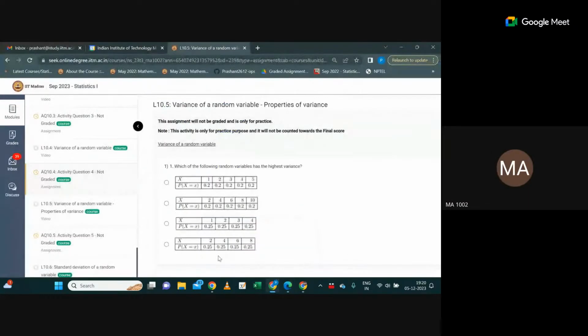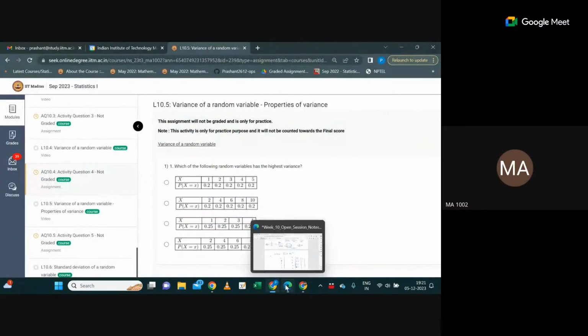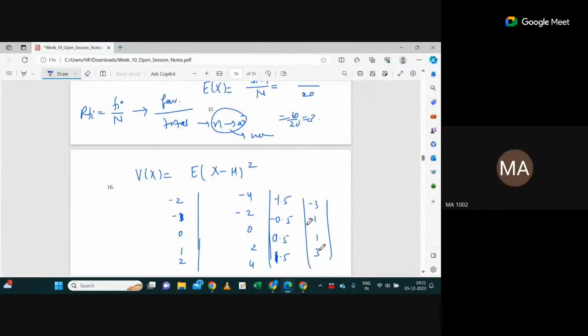For the next option, it's 6, 4, 8, 2, which sums to 20, divided by 4. So the mean is 5, right? So the deviations are minus 3, minus 1, 1 and 3. Now, which one has the highest variability from its mean? The second option, right?